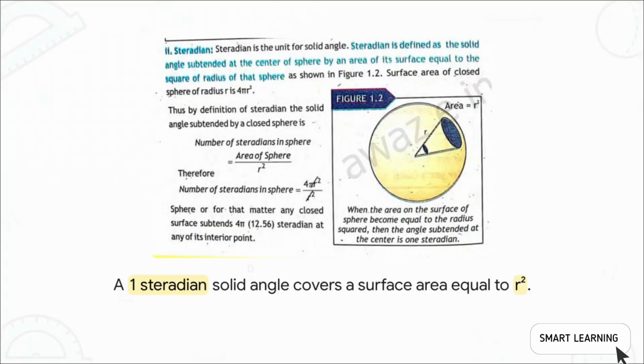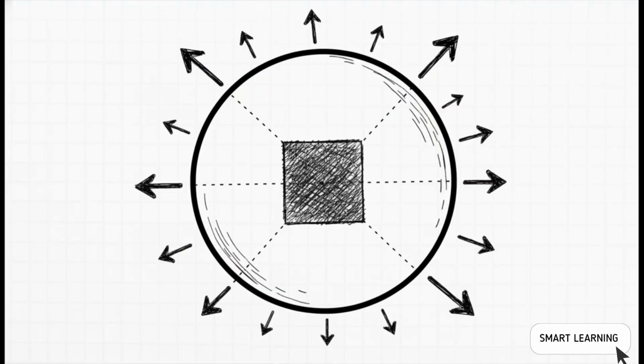Picturing this in 3D makes it click instantly. Think of a 3D shape projecting outward from the exact center of a sphere. It forms 1 steradian when it perfectly covers a patch of surface area equal to the radius squared. So, applying our 3D formula, omega equals area over radius squared, we get another really cool rule. The total solid angle surrounding any single point in space is exactly 4 pi steradians.